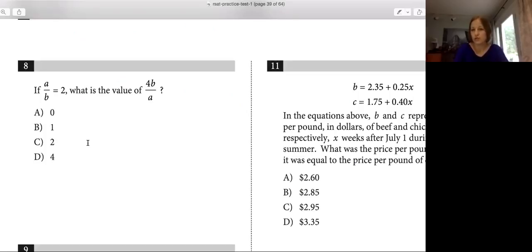So which one was easier for you? Do you prefer to test out numbers and have something more tangible to work with? Or do you prefer to solve it algebraically? And that's going to be different for each person.